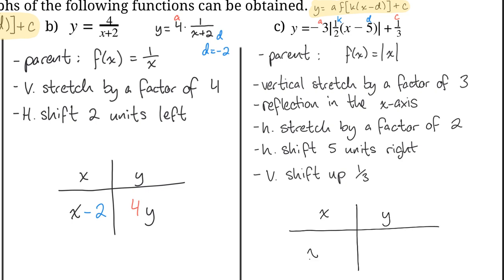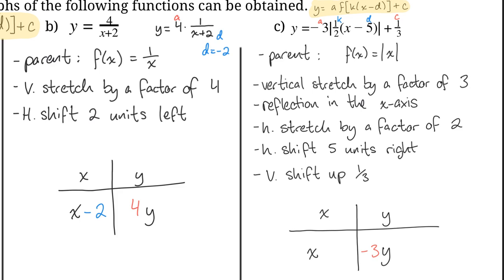So we have x and y, our original coordinates. And we have our a value. A value is -3. So -3 affects our y values. So all y coordinates are being multiplied by -3.